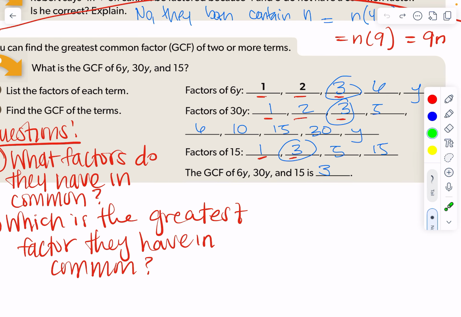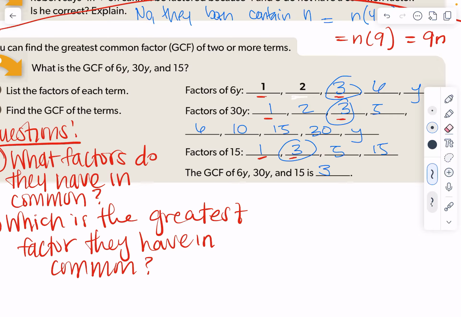Notice that 15 is not attached to any variable. Because of that, we are not going to include any variable. We're just going to factor like normal. And so we know that 1 times 15 gives me 15, and 3 times 5 gives me 15. They have several different numbers in common. Actually, 2 should not have been highlighted because they all don't have 2 in common.